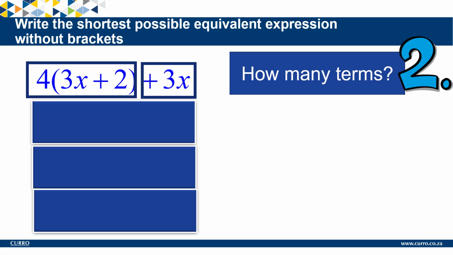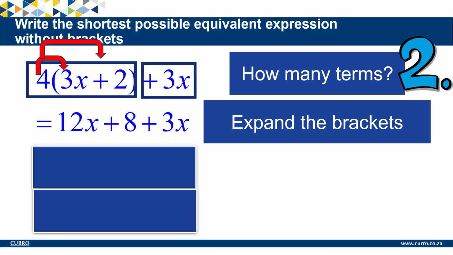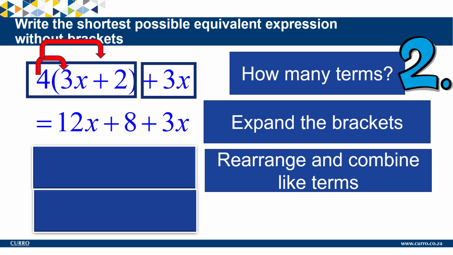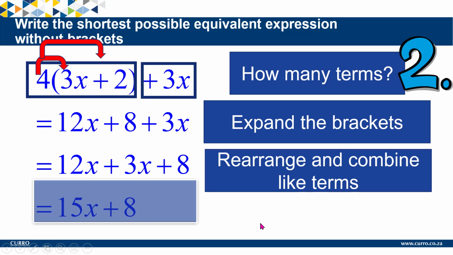Let's simplify the first term by expanding the brackets. We use distribution to do this. So we times the 4 by the 3x is 12x and the 4 times the 2 is 8, plus the 3x. Let's rearrange and combine like terms. So we write the like terms next to each other. It makes it easier to add or subtract. If we combine like terms, we add the coefficients of the x, the 12 and the 3, and that will give us 15x plus 8.